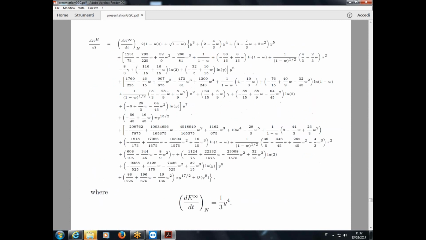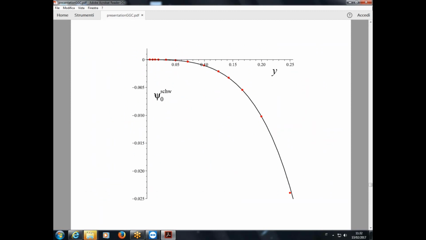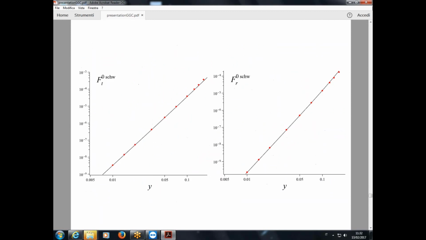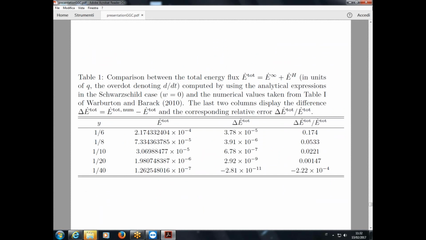I need to say that we also did the self-force and the scalar field for Schwarzschild and the extreme case, but we don't have graphics for that, just for the Schwarzschild. What else? Yeah, this is a table relating the flow of energy. This is the relative error. You can see that in the strong field it is around 10 to the minus 1, and in the weak field limit, the agreement is 10 to the minus 4, let's say. So it's in good agreement with numerical solutions.